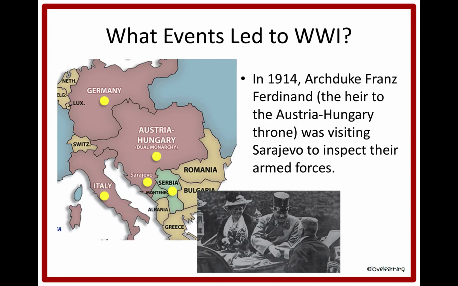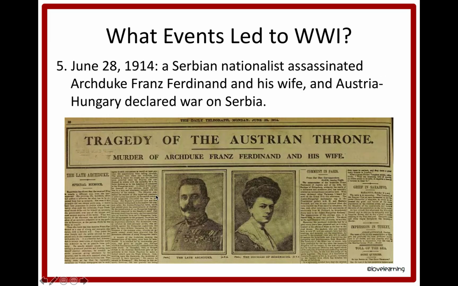So what's going to happen is that Archduke Franz Ferdinand, this is him right here with his wife, he was heir to the throne. That means that he was going to be king, right? He was visiting Sarajevo to inspect armed forces. Well, while he was there, just like you read in your history book, he was murdered. He was assassinated, just like President Lincoln. Both he and his wife were murdered.